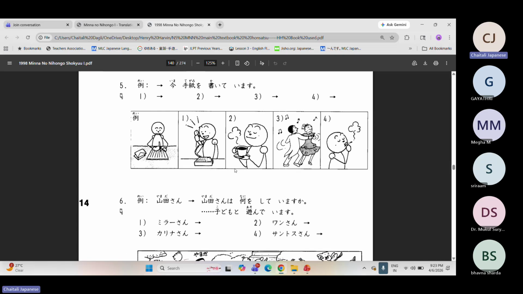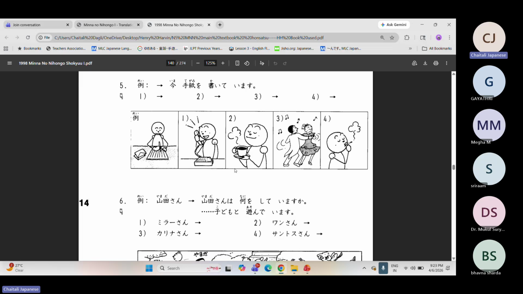Okay, now this is a very interesting exercise. You look at the photo and form the verb in te form plus imasu. That is your action happening right now. So ima tegami o kaite imasu. I'm writing a letter right now. Now tell me the first one. I am speaking on a phone. So the sentence will be ima denwa o kakete imasu. Perfect.